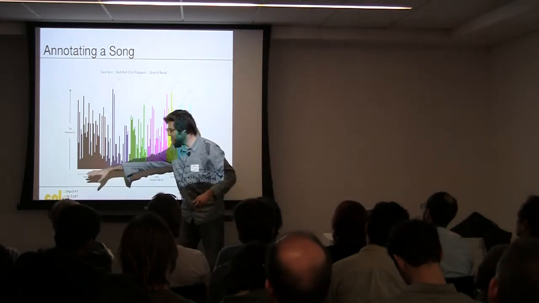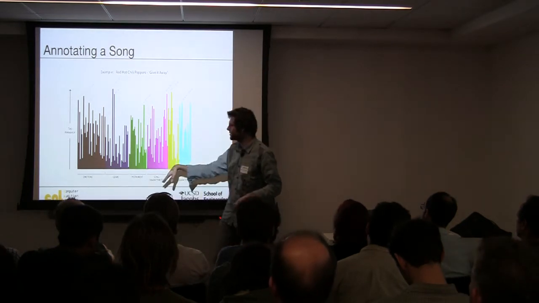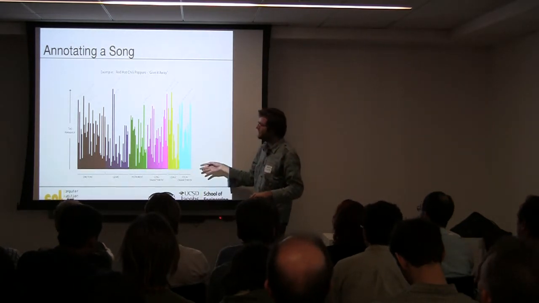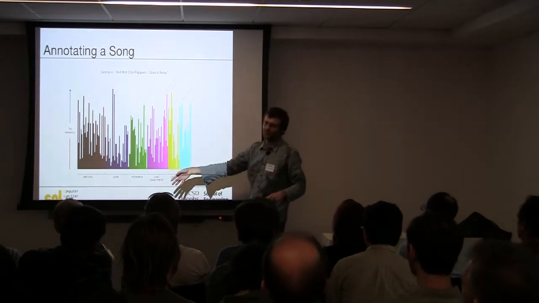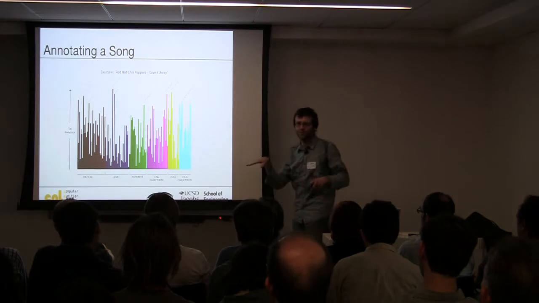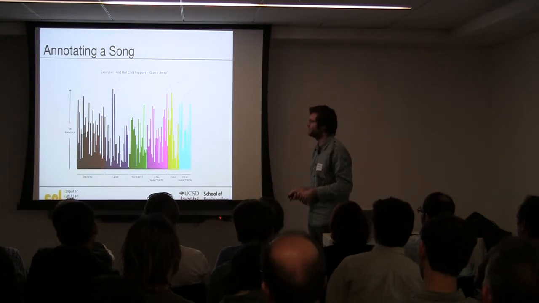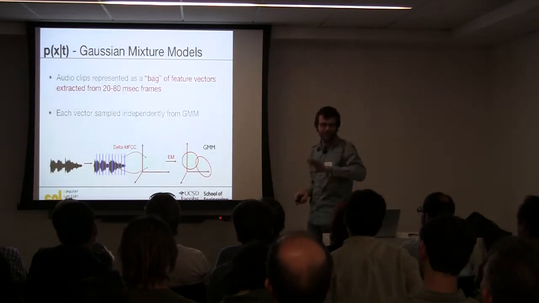We have a dictionary of probably about 200-300 words here that are in different categories, including instruments, genres, emotions, and things like that. And you can see, you send the song through the annotation system, and it comes back with what we call a semantic multinomial, which is basically a weighting over all the tags in our dictionary as to how applicable they are to the song.